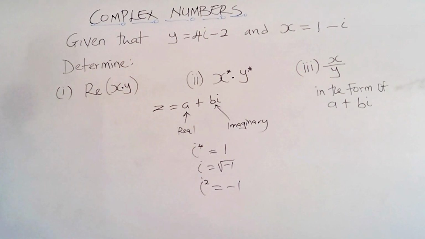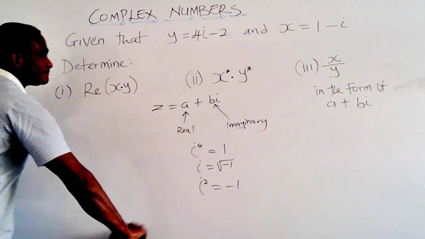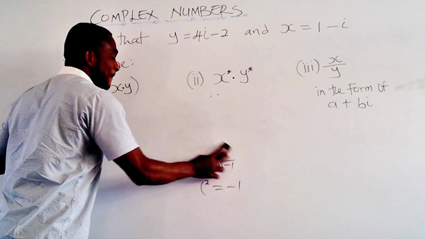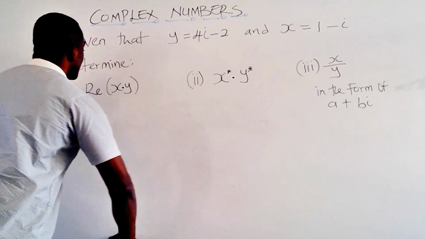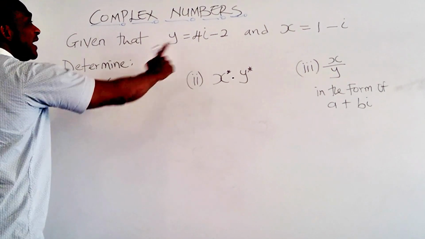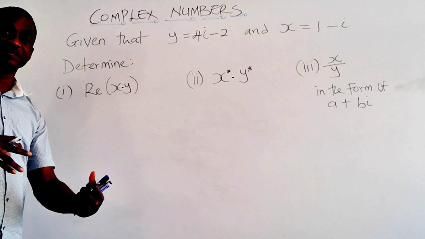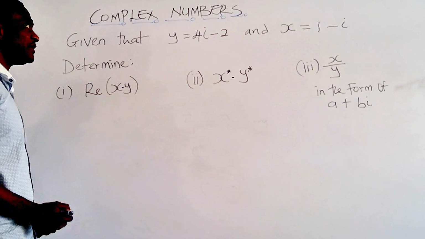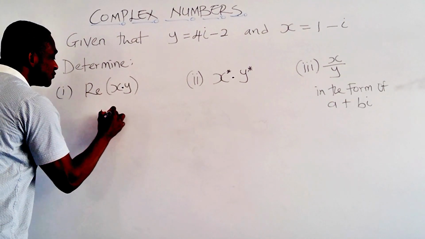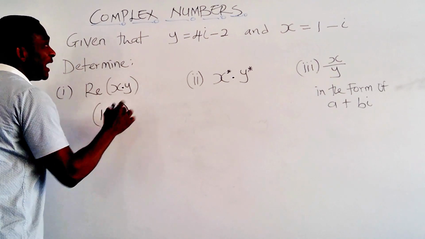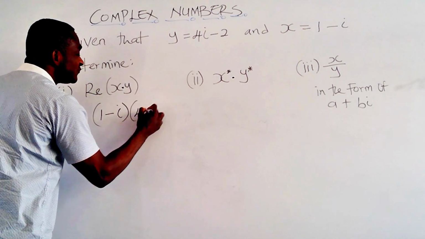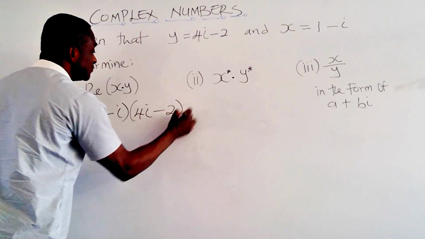Real part of xy. So let's go through this. xy means multiply x and y and write out the real part of it. Leave out the imaginary part. So our x is 1 minus i, and we have our y as 4i minus 2.